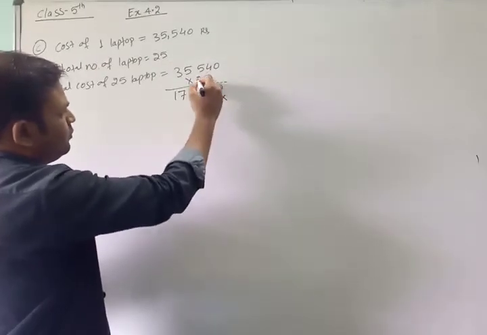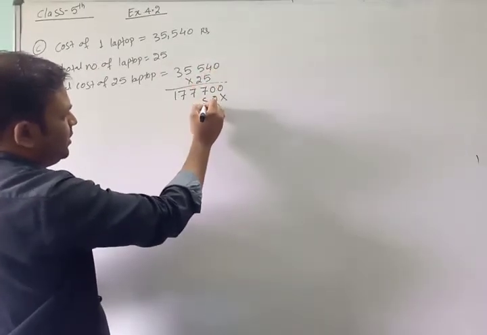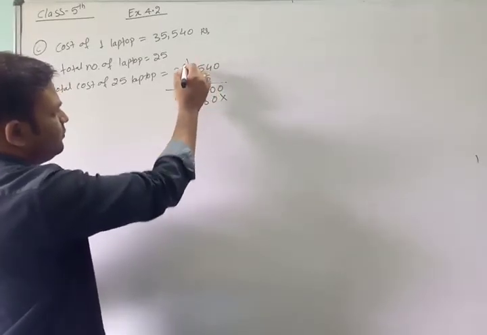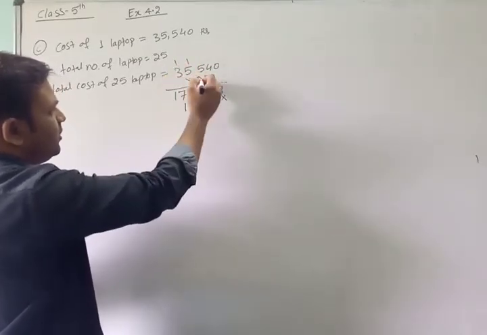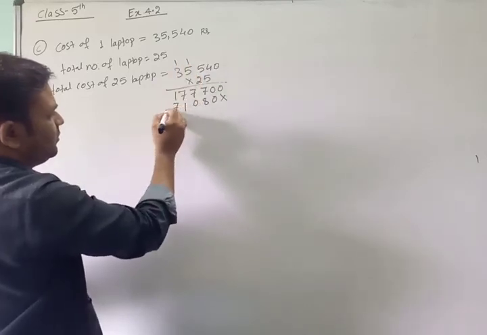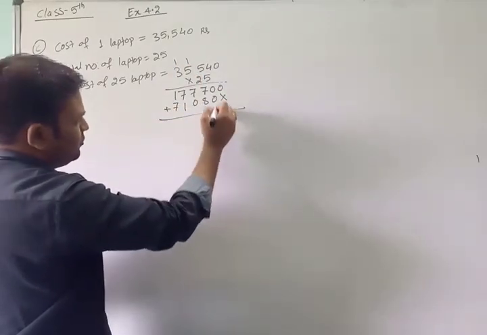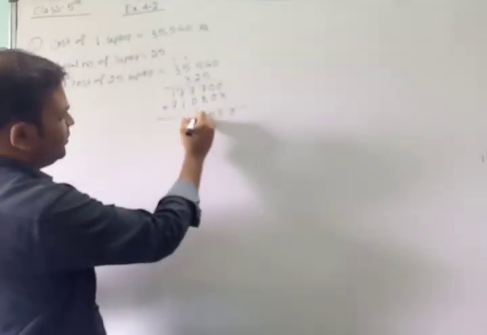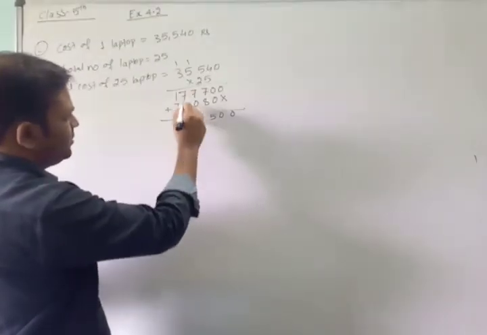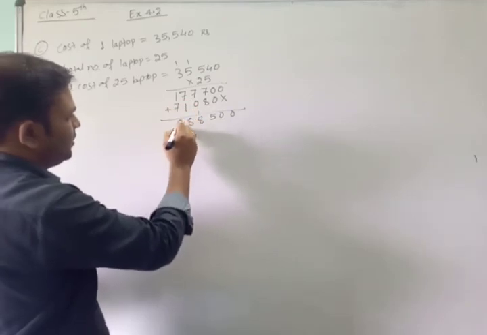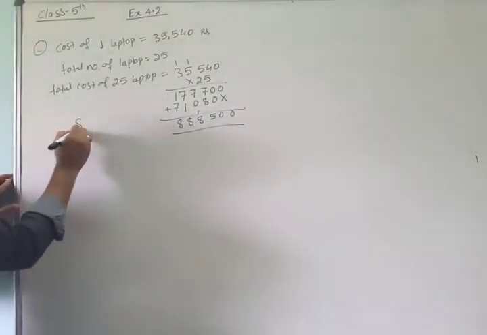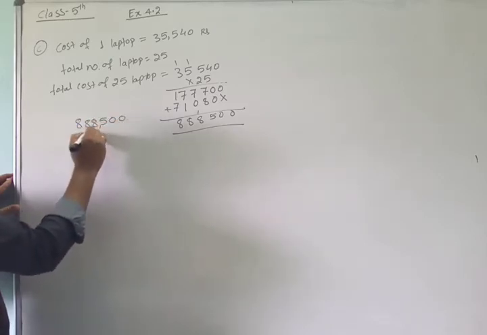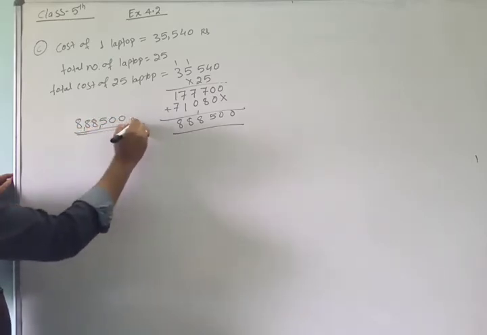Then 2 0 0, 2 4 the 8, 2 5 the 10, 10 का 0 carry 1, 2 5 the 10, 10 plus 1 11, 11 का 1 carry 1, 2 3 the 6 plus 1 7, 0 0, 7 plus 8 15, 15 का 5 carry 1, 7 plus 1 8, 7 plus 1 8, 7 plus 1 8. So it is 888500. This much rupees is the answer.